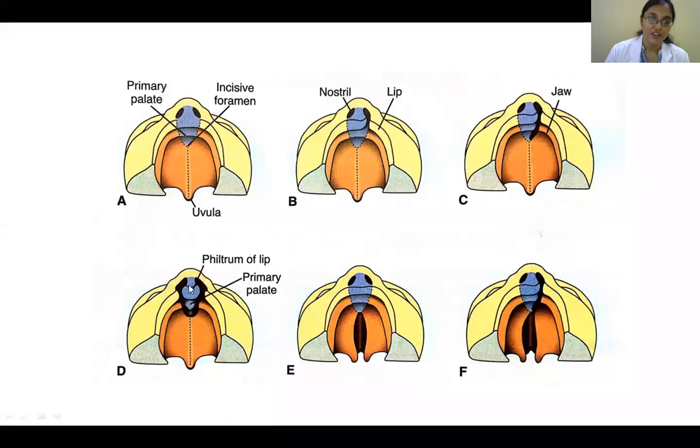Here, bilateral, the lip is cleft, and the palate is also cleft. Here this is all fine, but these two have failed to fuse. So this is again a cleft palate. Again, you can see here the cleft lip and the cleft palate. This is complete here.